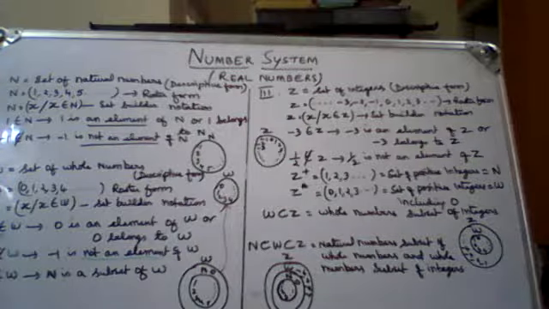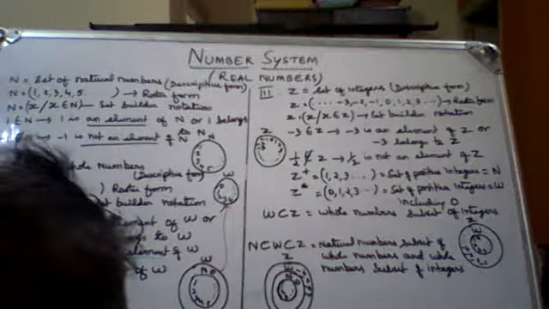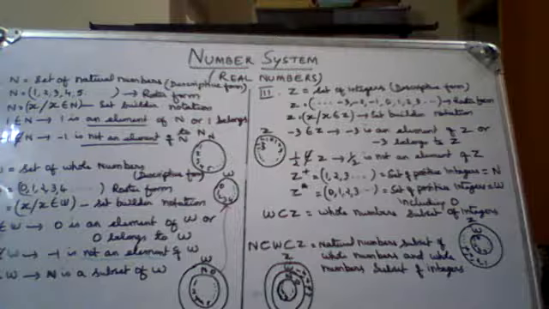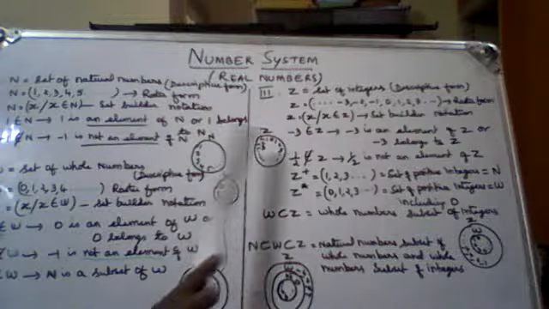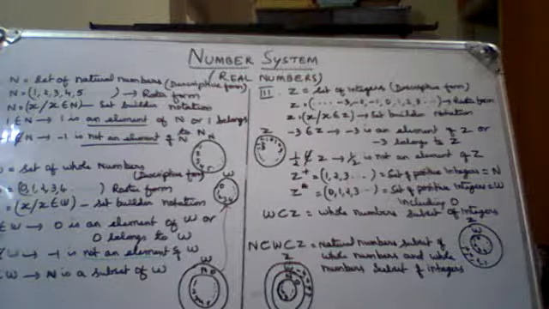And the next one is integers. So minus 3 is an element of Z. Minus 3 belongs to Z. Half is not an element of Z. I told you, when decimals come, when fractions come, they start fighting.